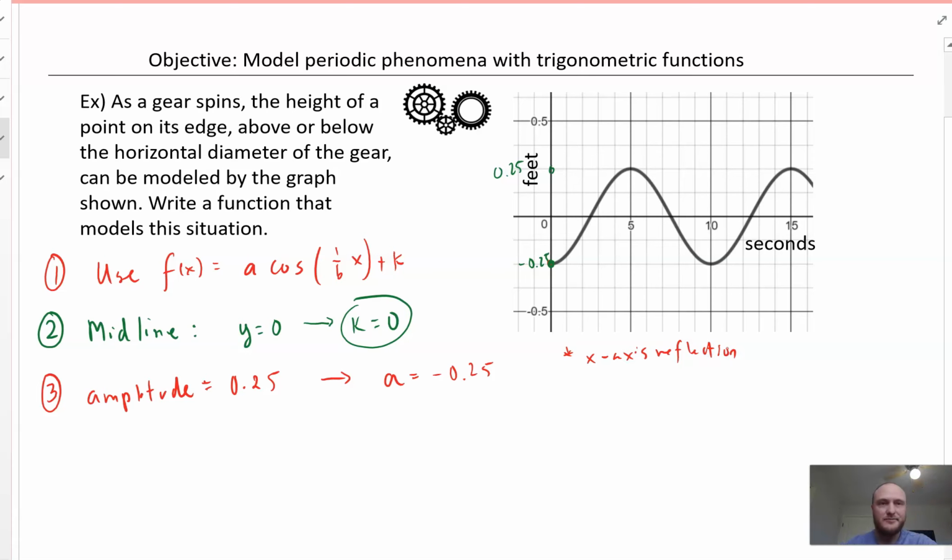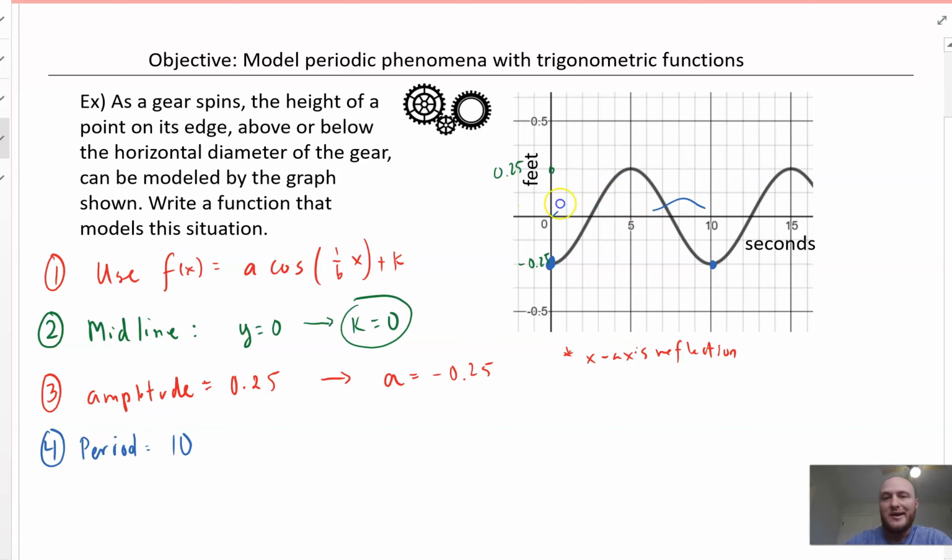All right, next step. What is our period? Okay, and again, you can just pick any point on the graph. I can start here with my minimum, this point, and then I find the minimum again, and that distance was 10. Okay, so I know that the period is equal to 10.